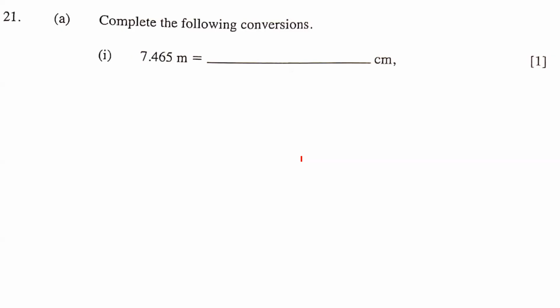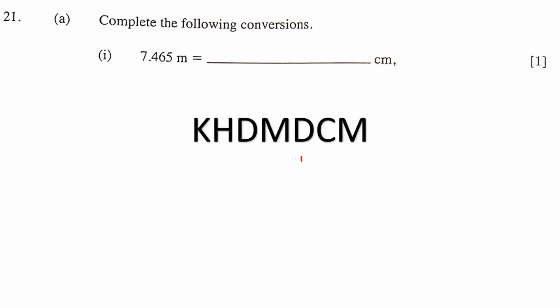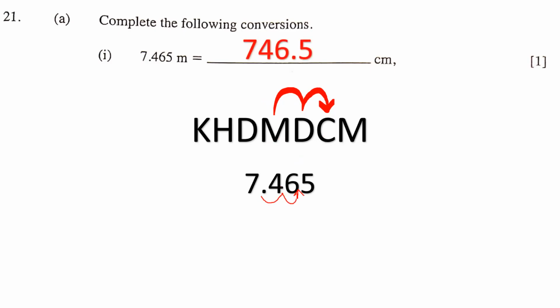Next question, question number 21 is a conversion problem. It says, complete the following conversions. We have 7.465 meters, and that's equal to blank centimeters. Complete the conversion. So we remember we can try to convert from meters to centimeters, and an acronym to remember: knock him down, Minister, don't commit murder. And so again, we're moving from meters to centimeters, and so that's twice, so that's 1, 2. And so let's move it. So it's going to be 1, 2. And so the answer there is 746.5.